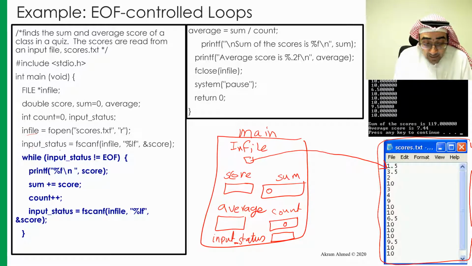Then input status is equal to fscanf in file %lf and the address of score. So I'm using the fscanf. I'm asking it to go read from a file called the in file. It's going to follow the pointer and go read from it. It's going to read the 1.5 because I want a double, and it's going to put it into score: 1.5.